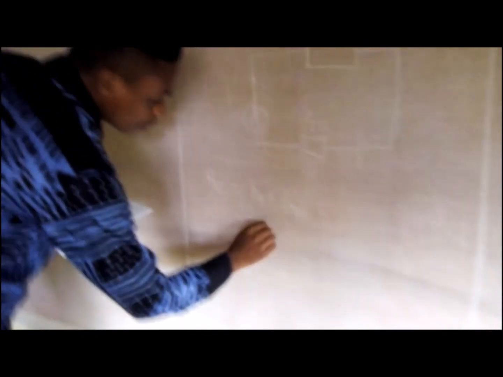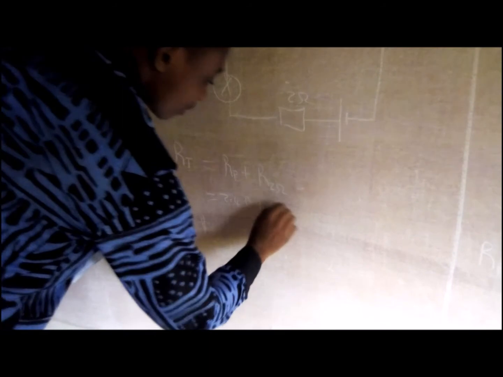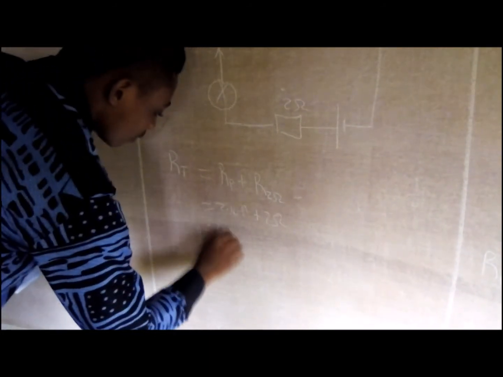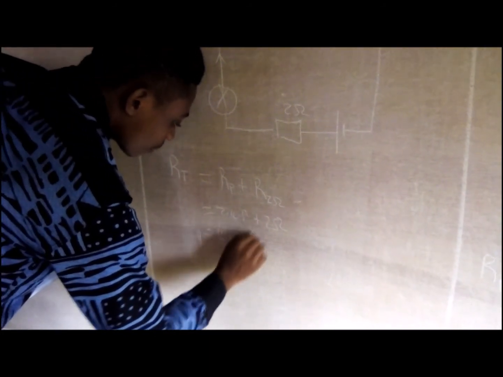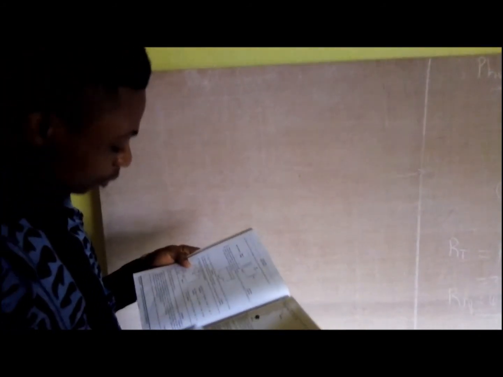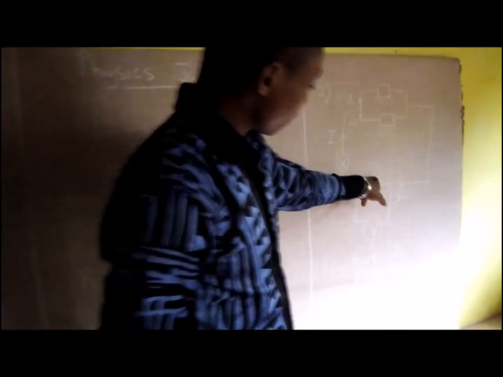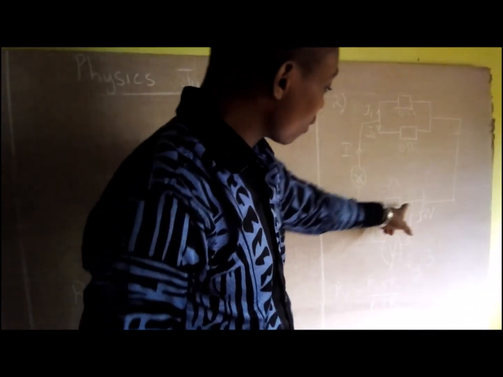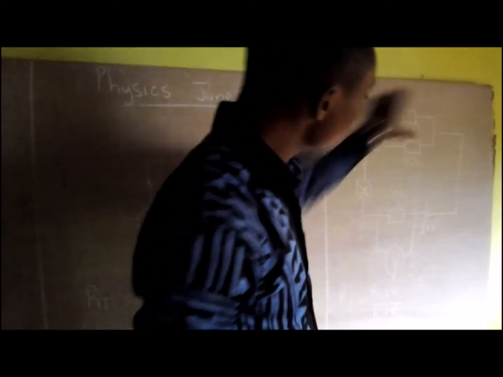That means our R total is 2.4 ohms plus 2 ohms. That is 4.4 ohms. That is the total resistance in this circuit. Okay, the last question here says calculate the current flowing through the 2 ohms resistor. Here is the 2 ohms resistor. Realize the current flowing here is the current flowing through the circuit.